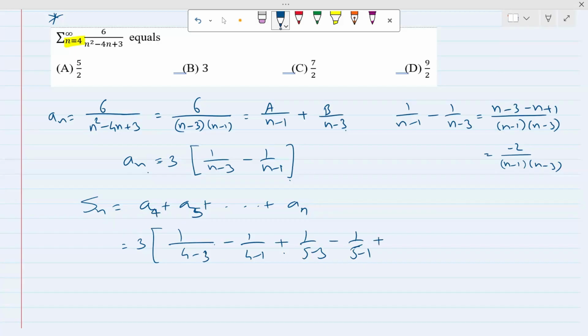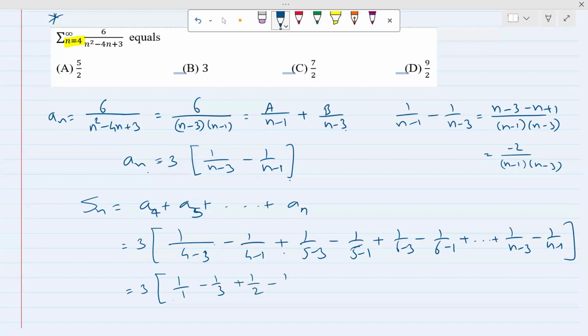The next term will be 1 upon 6 minus 3 minus 1 upon 6 minus 1, and the general term n minus 3 upon n minus 1. So what goes and what survives? First is 1 minus 1 upon 3 plus 1 upon 2 minus 1 upon 4, 1 upon 3 minus 1 upon 5.